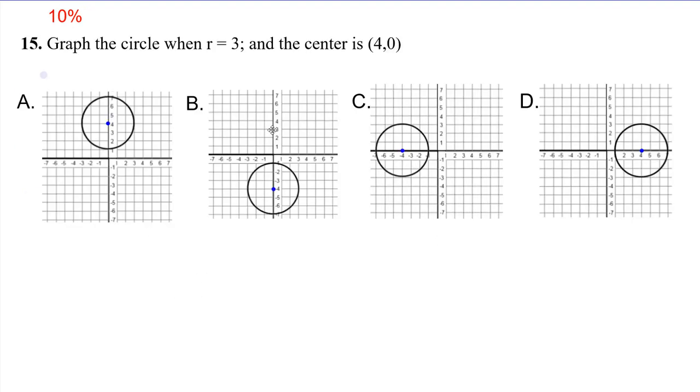Graph the circle with a radius of 3 and a center at 4, 0. Well, all these have a radius of 3. They're all the same, but the only thing different is the 4 and the 0. So really, do you know how to plot the point 4, 0? It looks like 90% of you guys know how to do that, so that's good. So a common mistake would be A. On this one, this is actually the point 0, 4, because remember the x portion goes before the y portion, so it's x and y.